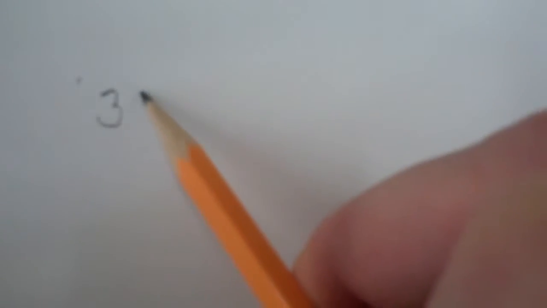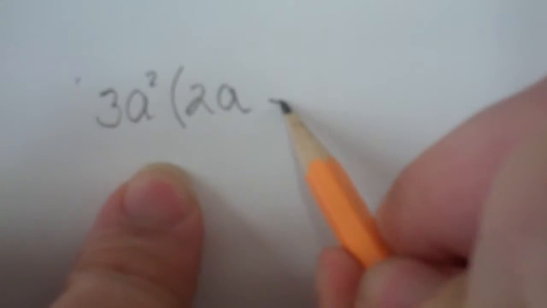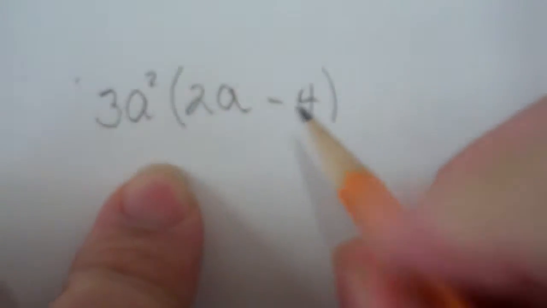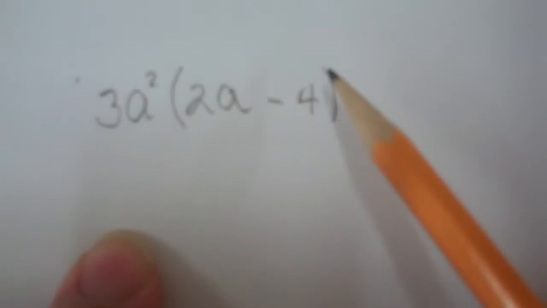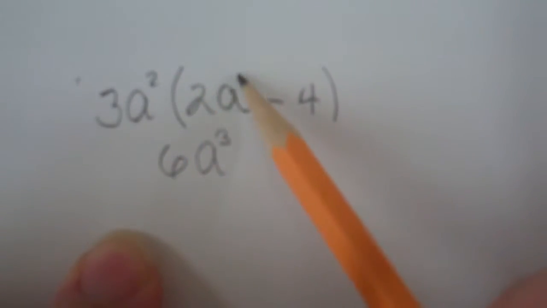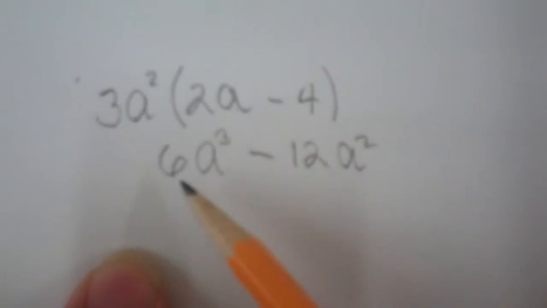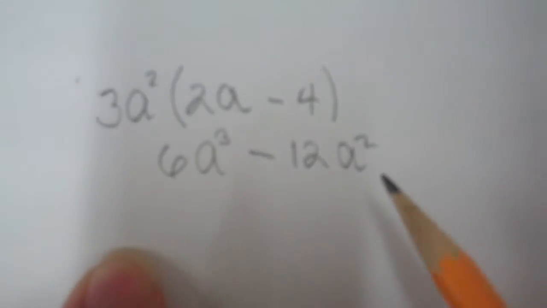Let's say I have 3a squared, and I'm going to multiply that by the quantity 2a minus 4. We're going to use the distributive property to multiply these together. So 3 times 2 gives me 6. A squared times a is a to the third, since we add the exponents, minus 3 times 4 gives me 12, and this a squared comes along for the ride. So when we multiply those together, we get 6a cubed minus 12a squared.